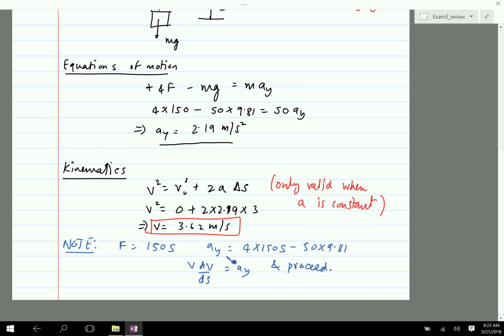So that's a small variation, but many people get this wrong. They start assuming this formula when the acceleration is not a constant. That's not right. It happens every single time. There will be at least 50% of the class which will do that. Okay, any questions on this?